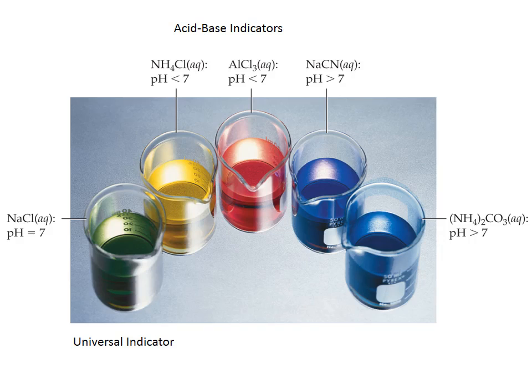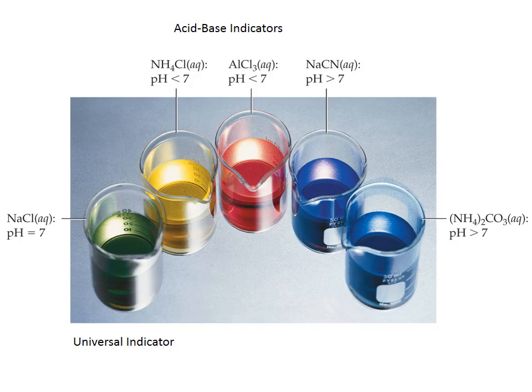So this is a picture from the textbook of universal indicator at various pHs. On the left is green, which is pH 7. And then these are all different salts and their respective pHs. You can see that sodium chloride is a neutral salt, right? So it has a pH of 7.